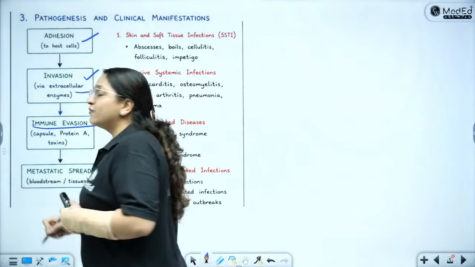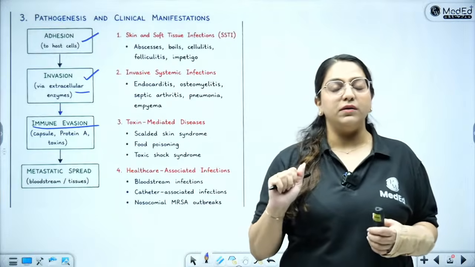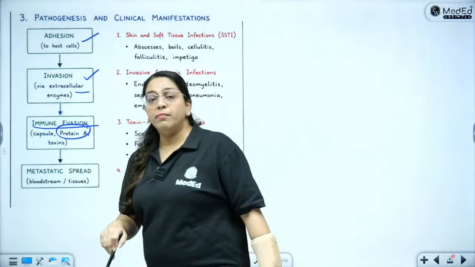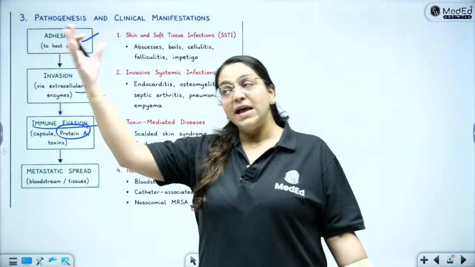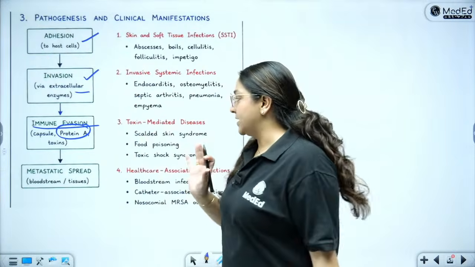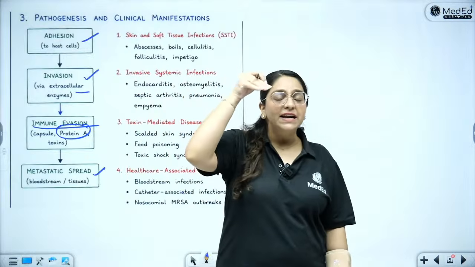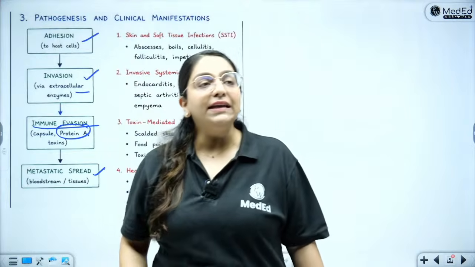Immune evasion, of course, the microcapsule is helping it to evade the immune system. The protein A is helping it evade the immune system. Why? By binding to the Fc portion of the antibody. Now the antibody is not free to bind to the NK cell. So what does not happen? Opsonization cannot happen. Metastatic spread: if it has invaded deep enough, it can ride onto your bloodstream and go and affect any organ of the body.